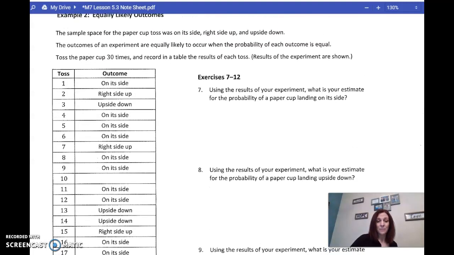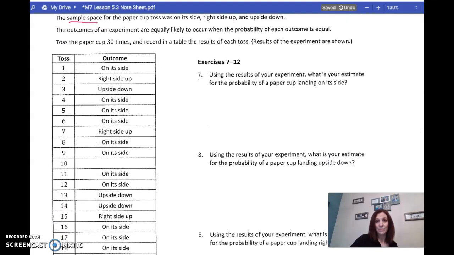So in this example here, it says the sample space, there's the phrase we're working with, for the paper cup toss was on its side, right side up, and upside down. The outcomes of the experiment are equally likely to occur, and the probability of each outcome is equal. So what that means is the cup isn't weighted a certain way, so it's going to fall one way or the other. Toss the paper cup 30 times, record the results in the table. Okay, so we pretended that we did this already, except I see I missed one for some reason. That's supposed to be on its side.